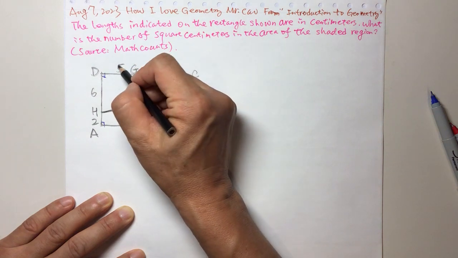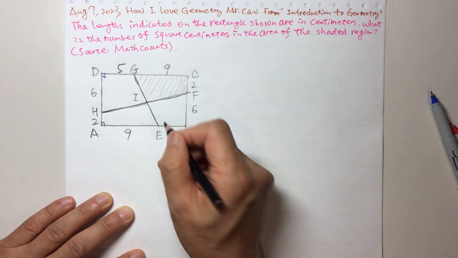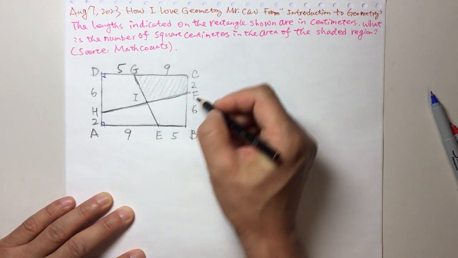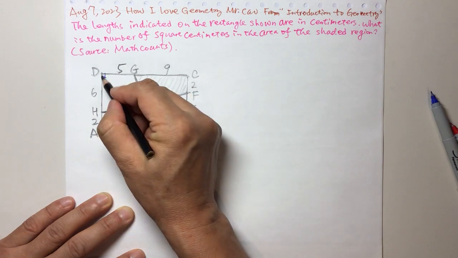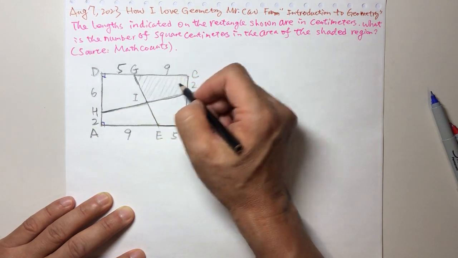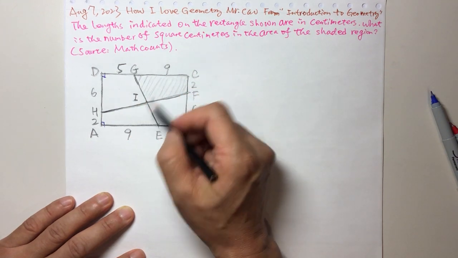So you see it looks like symmetry, right? This is 5, this is also 5, this is 9, this is also 9, and this is 6, and this is also 6, this is 2, and this is 2. We want to find the area of this one. So it looks like symmetry, right?